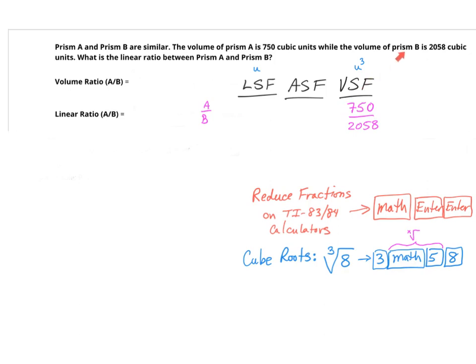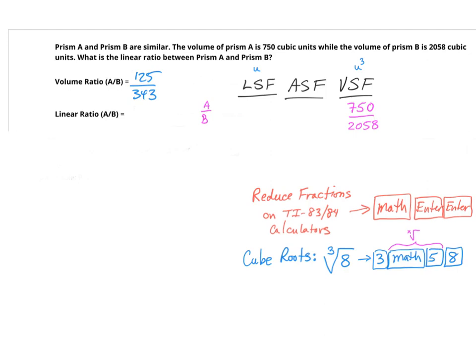Then it talks about prism B having a volume of 2,058 cubic units, and that also goes under the volume category. Then you'll make that into a fraction, and that fraction becomes the ratio of A to B, which is what it's asking for right here. If you take that fraction and put it in your calculator, hit enter, you will not have the reduced fraction yet. So you'll need to make sure you reduce your fractions by pressing math, enter, enter. When you press math, enter, enter, you'll then get 125 over 343. That's the answer I want you to put in that blank.